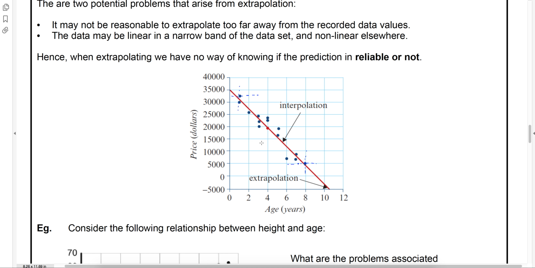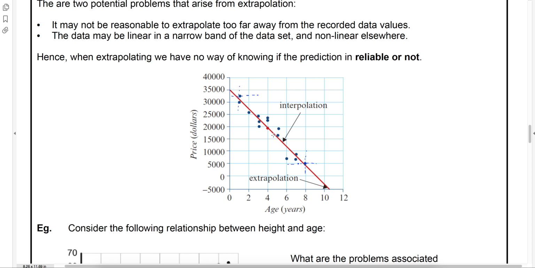I'm making an assumption that, first of all, it's reasonable to extrapolate. So if you go too far this way, as an example, you'll see that you get to negative age. Now, that's not reasonable. We don't actually talk about age being negative. So that's an example of where it wouldn't really make sense to go too far away from this data.